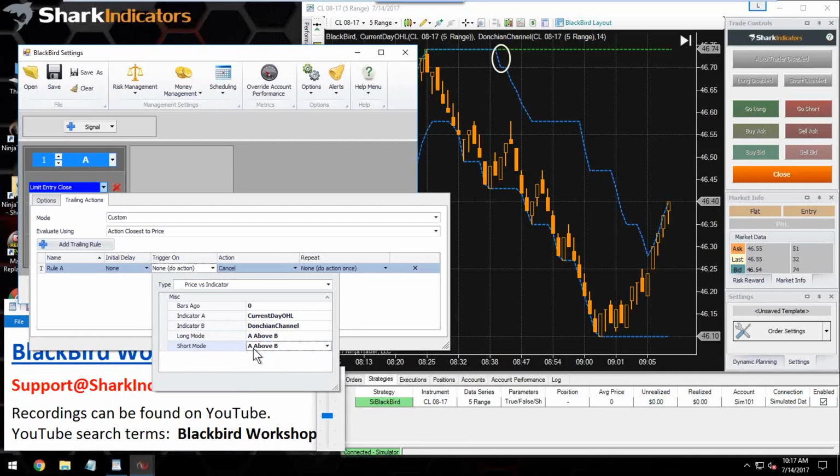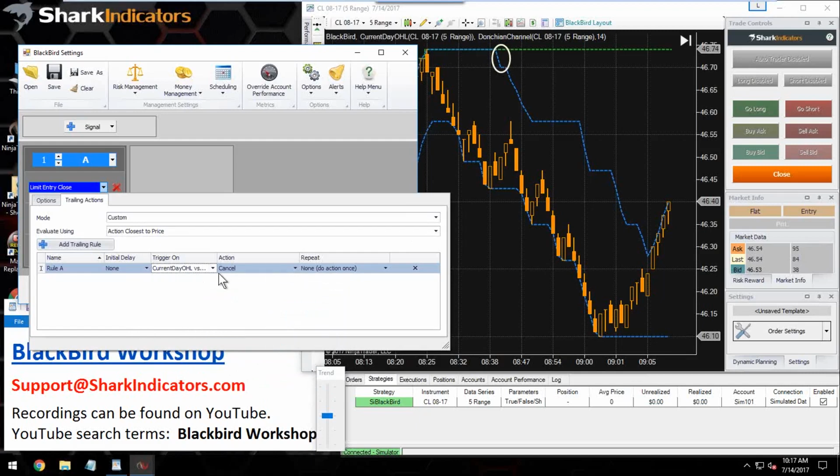So for short, it's going to be A is the daily high, will be above B, and B is the Donchian channel, right? So if we look at my little white circle, we can see that B is the Donchian channel, and that's going to be below A, and A is the daily high. So the long mode would be the opposite. So A would be below B. All right, so that should do it.